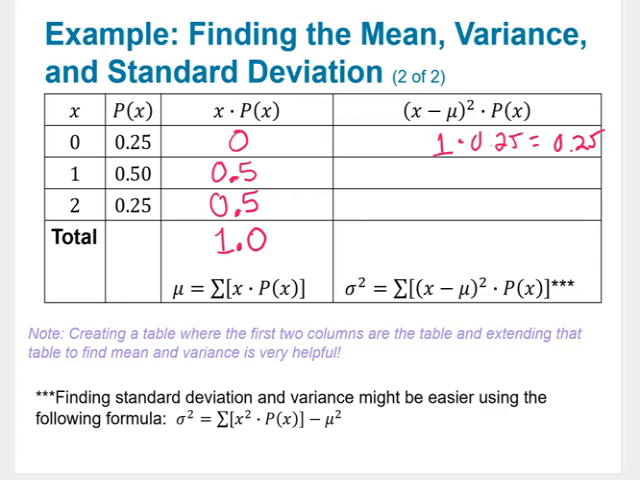1 minus the mean is 0. So that would be 0 squared, which would just be 0 times 0.5. Well, anything times that would be 0. And then 2 minus the mean would be 1. And that's going to end up being exactly the same as that up there.